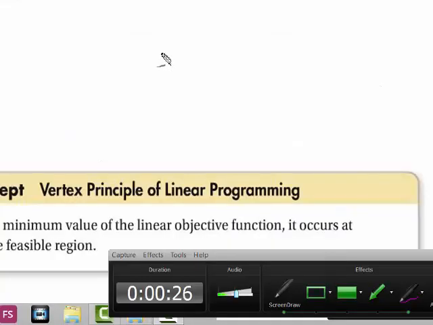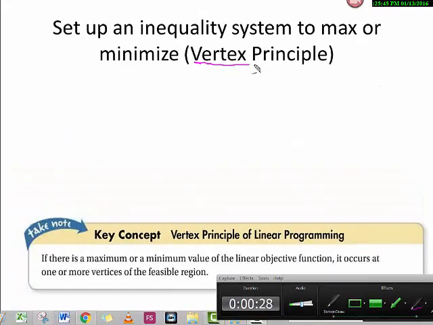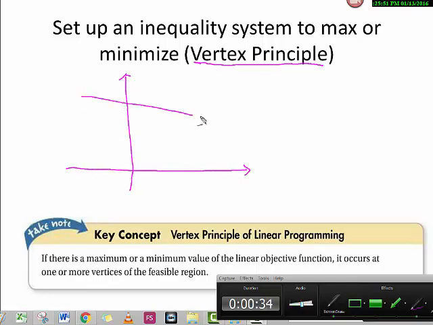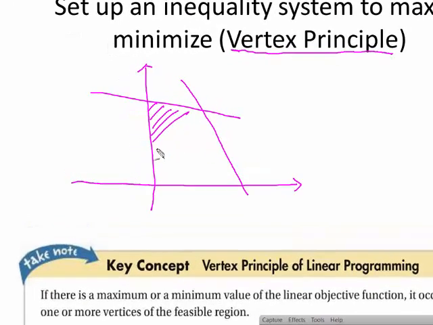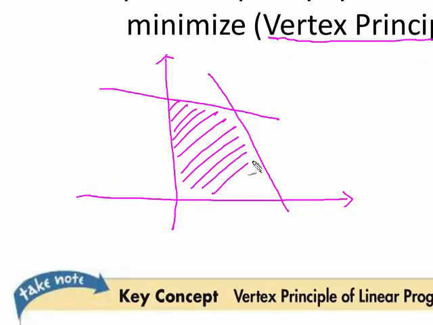The next concept that we have to learn is the vertex principle. According to the vertex principle, say if our feasible region is the shading area right here, the maximum or the minimum value of this solution set will only lie on the vertex of this feasible region.